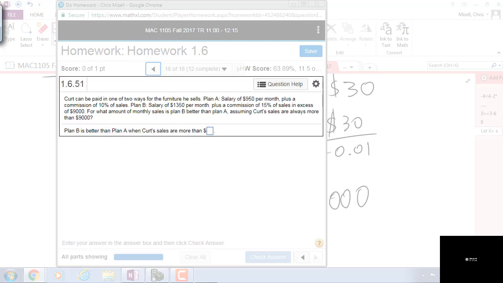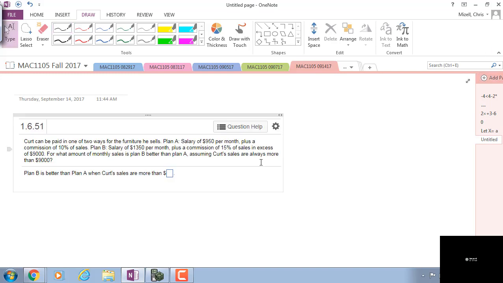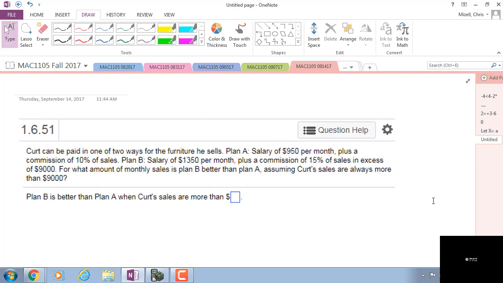Let's talk about Kurt. Kurt can be paid in one of two ways for the furniture he sells. Plan A, salary of $950 per month, plus a commission of 10% of sales. Plan B, salary of $1,350 per month, plus a commission of 15% of sales in excess of $9,000. Wow. For what amount of monthly sales is Plan B better than Plan A?